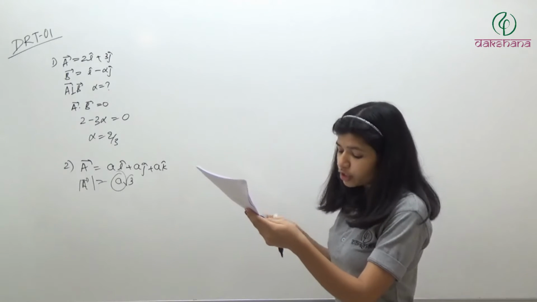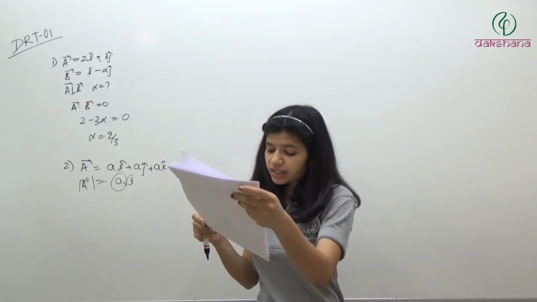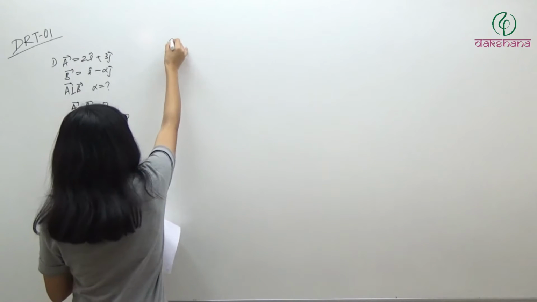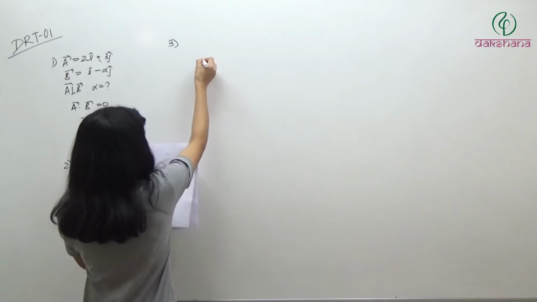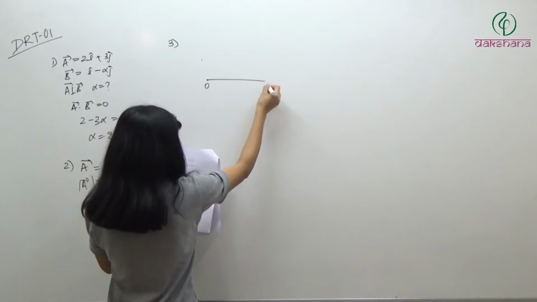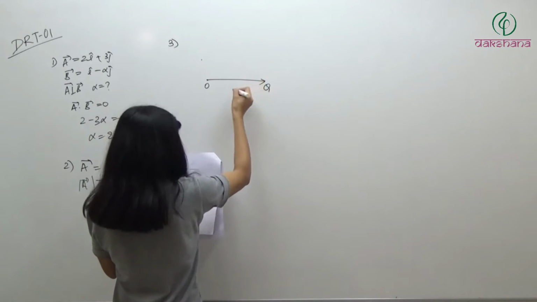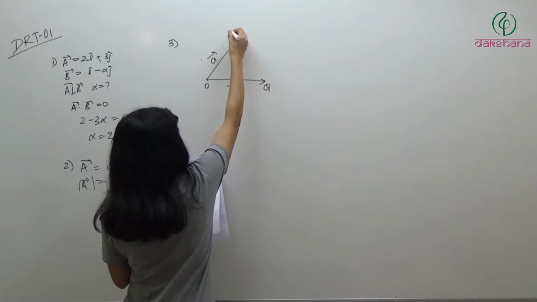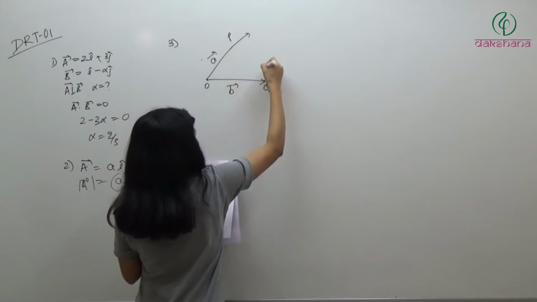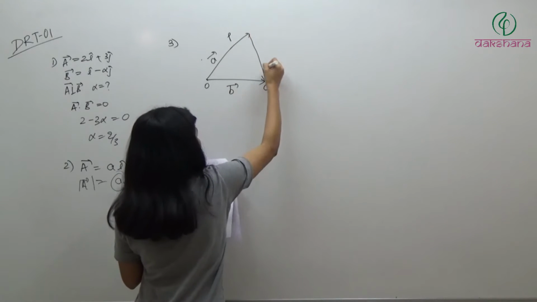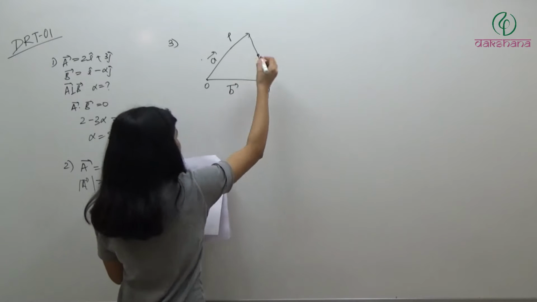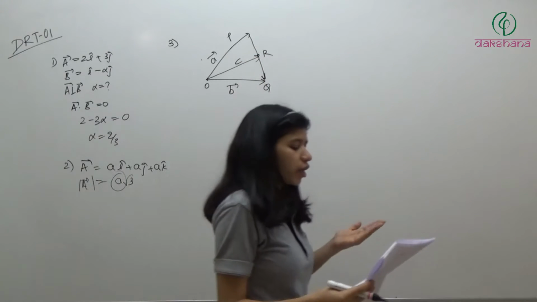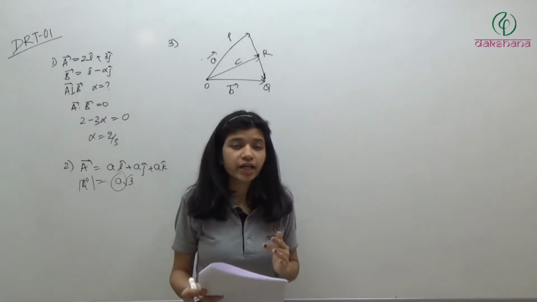Question number 3. Figure shows three vectors A, B and C where R is the midpoint of PQ, then which of the following relations are correct? So the third question, a diagram is given. So we have, this is point O, this is point Q and this vector is B, this vector is A, this point is P and this is point R, and this vector is C. So now they are saying we have to find out which of the following is a correct equation.